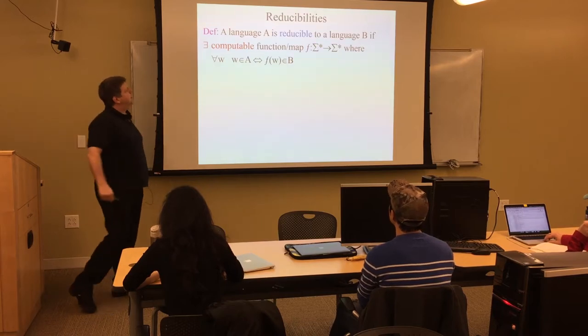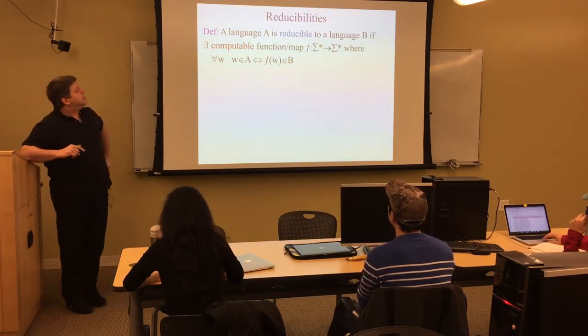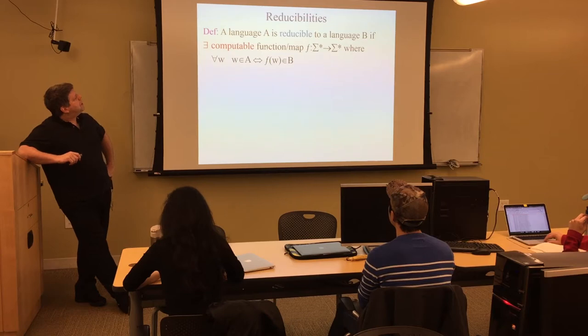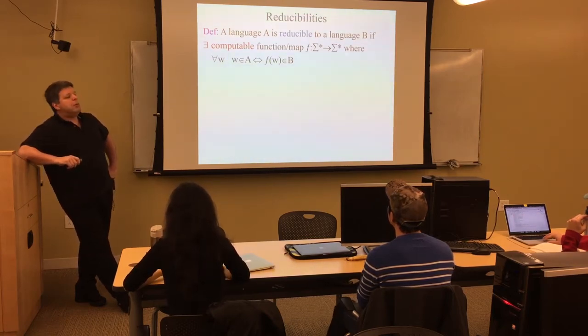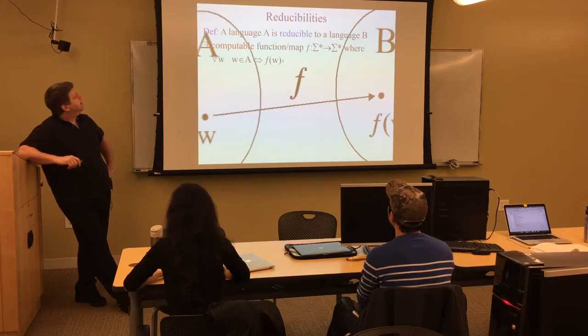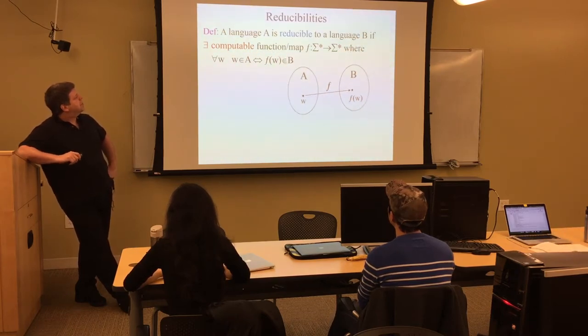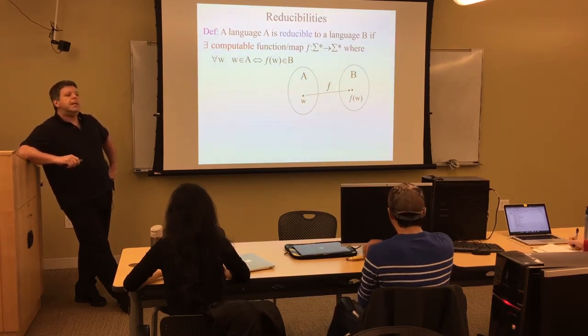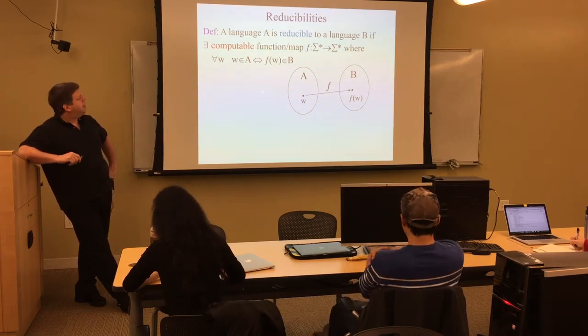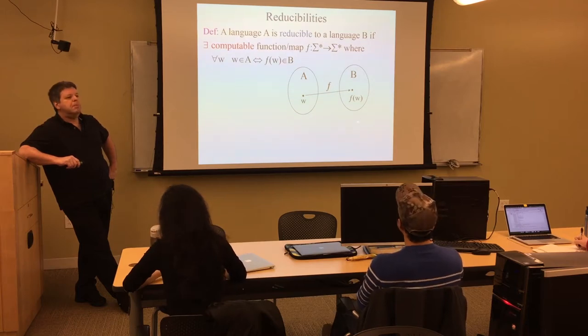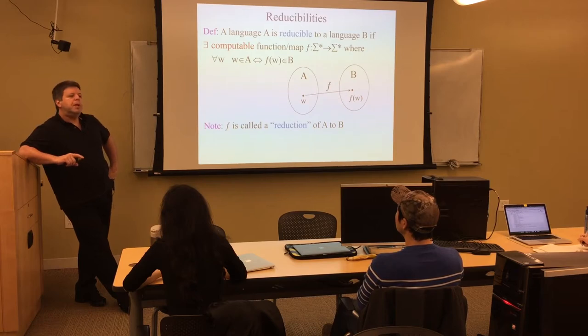So pay a lot of attention to these definitions. A language A is reducible to a language B if there exists some computable mapping F from A to B that preserves membership. In other words, if a string is an element of A, its image F is an element of B, and it's an if and only if. So members of A map to members of B, and non-members of A will map to non-members of B. Okay.